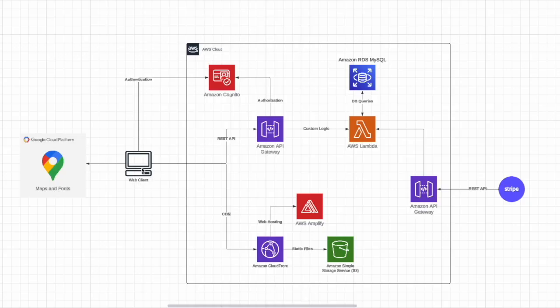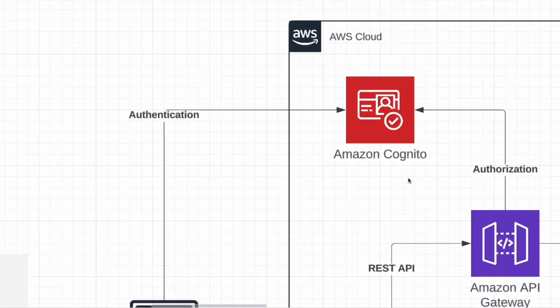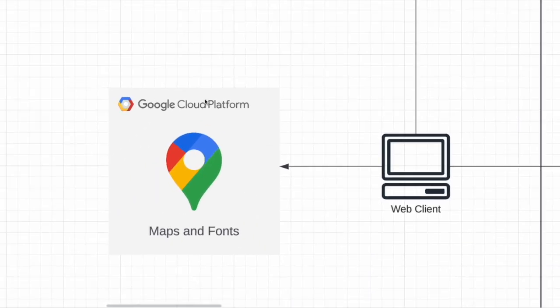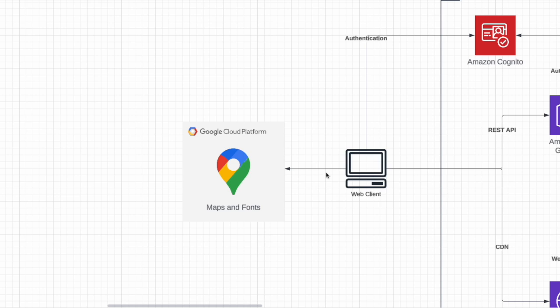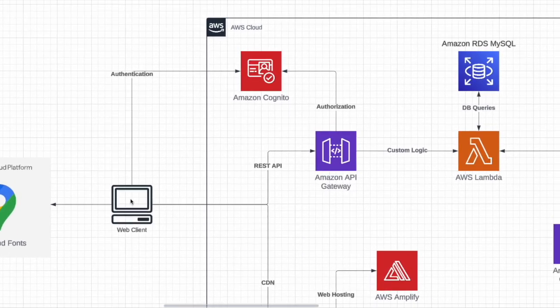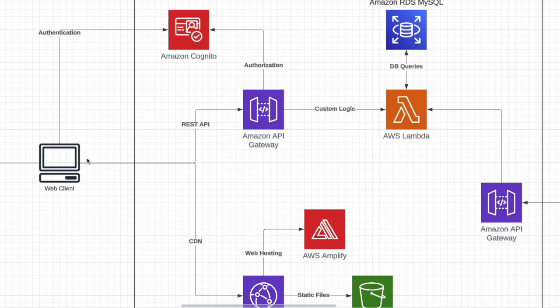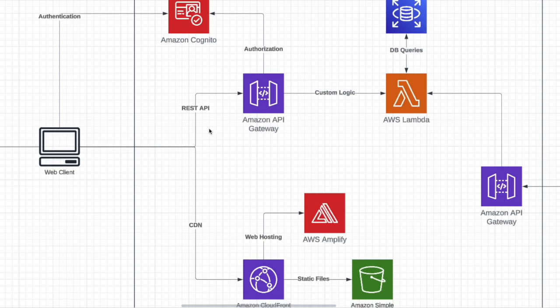So the architecture as a whole looks like this. If we zoom in, we have the client, which connects to two clouds. So we have AWS on one side and Google Cloud on the other. That one's really simple. We just bring the maps and the fonts directly from there without going through our proprietary API logic or anything else. Then the web client connects for authentication with Cognito, which is an AWS service. And then we have API requests and CDN connections, right?